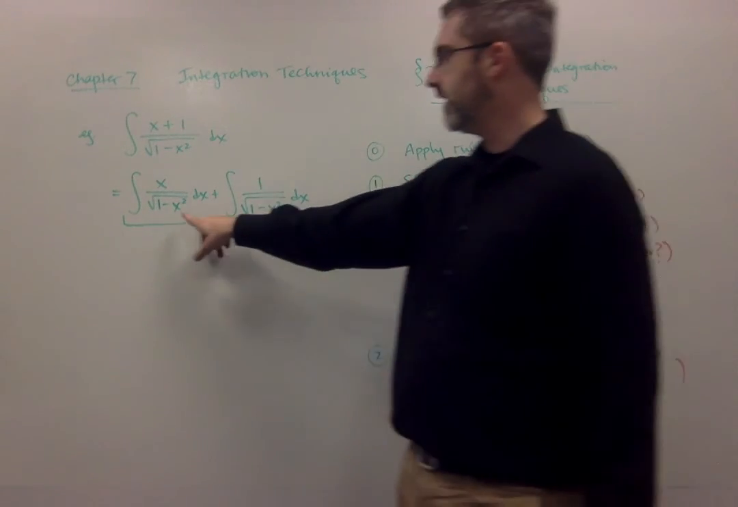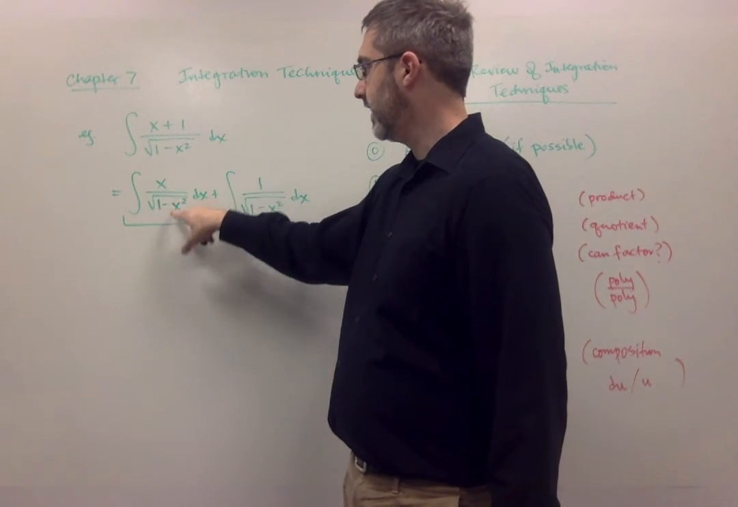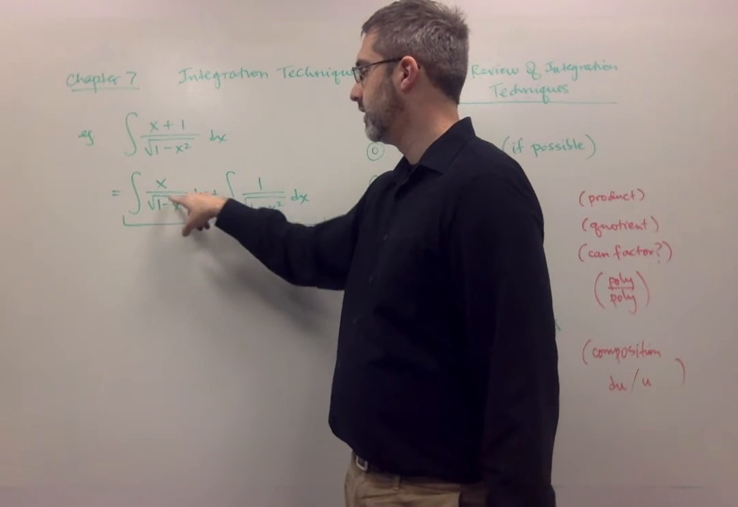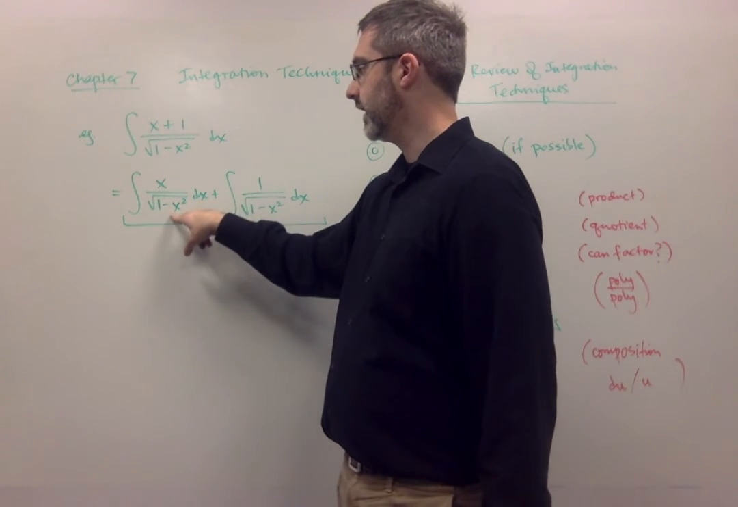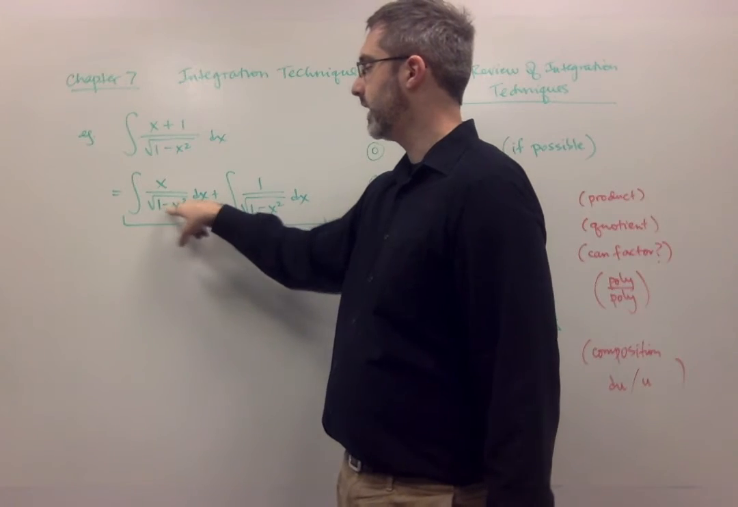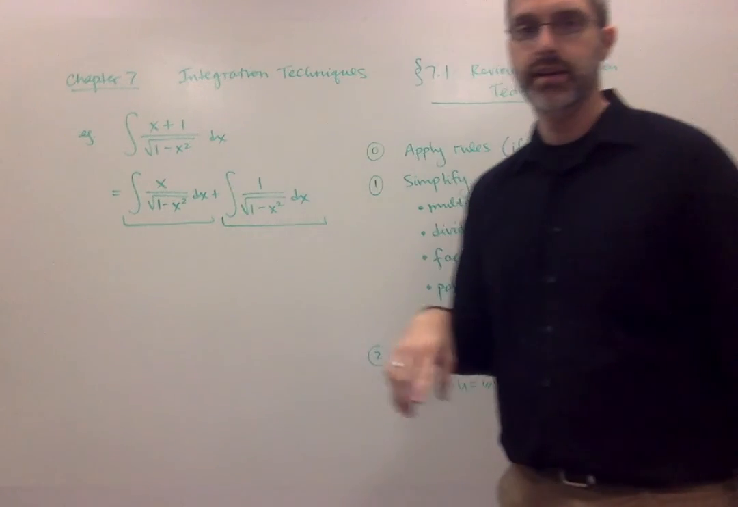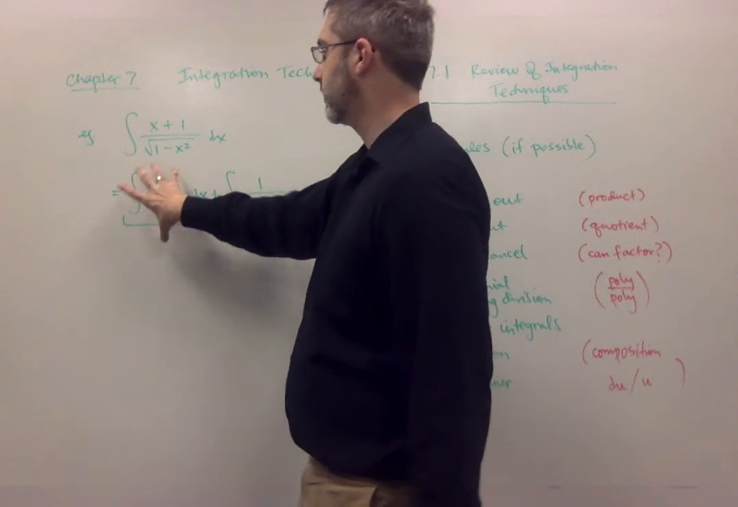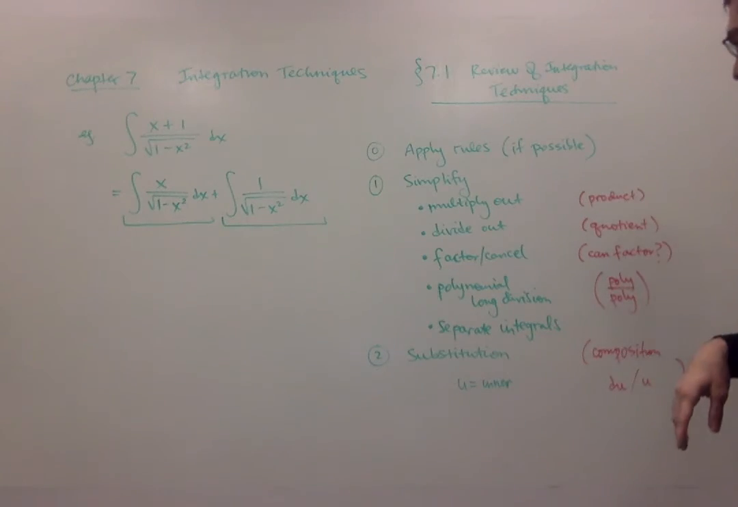So that's what I would do here. Notice the top is kind of the derivative of the bottom, of the thing that's inside the square root, so I would let u equal 1 minus x squared, and the top is, in the case of this integral, basically the du.